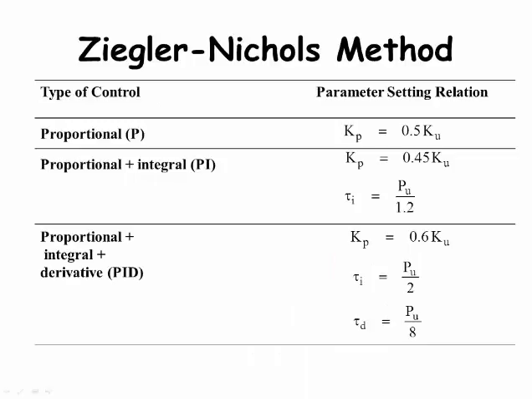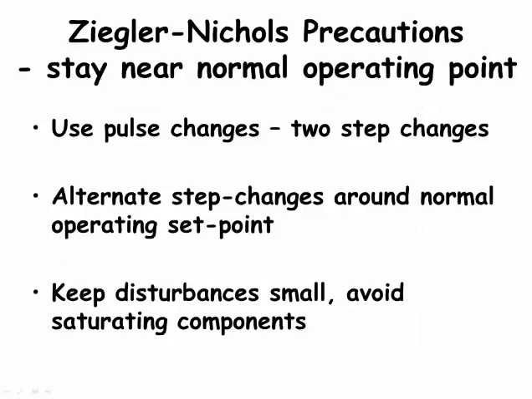Here are the equations to find Kp, tau I, and tau d, knowing Ku and Pu. You can see from the equations that Kp is some fraction of Ku, and tau I and tau d are related to the ultimate period Pu. These are simple calculations. When working with real industrial processes, it is important to take some precautions.